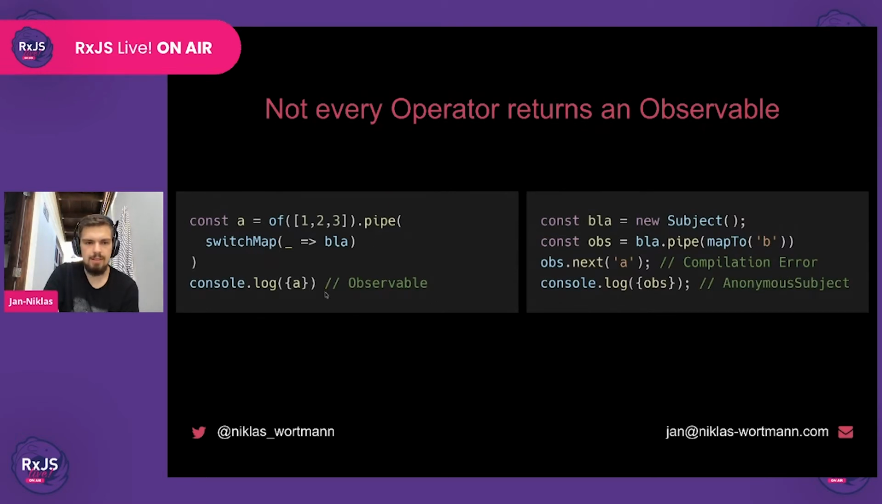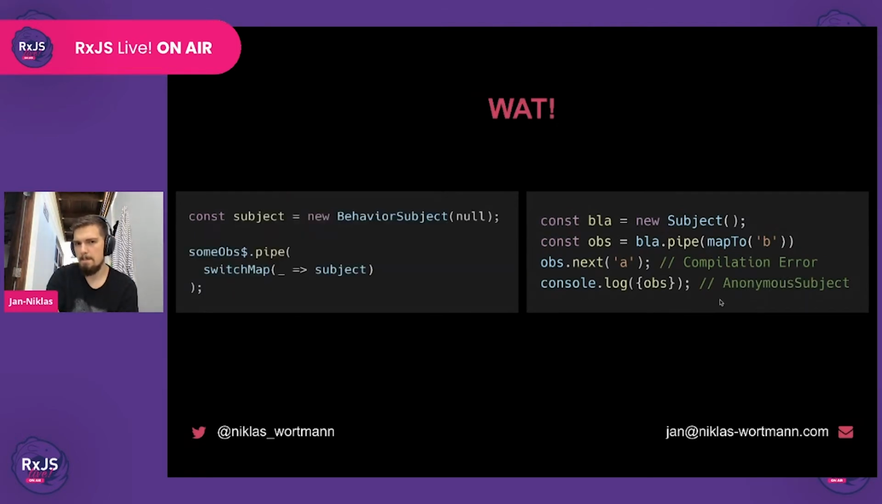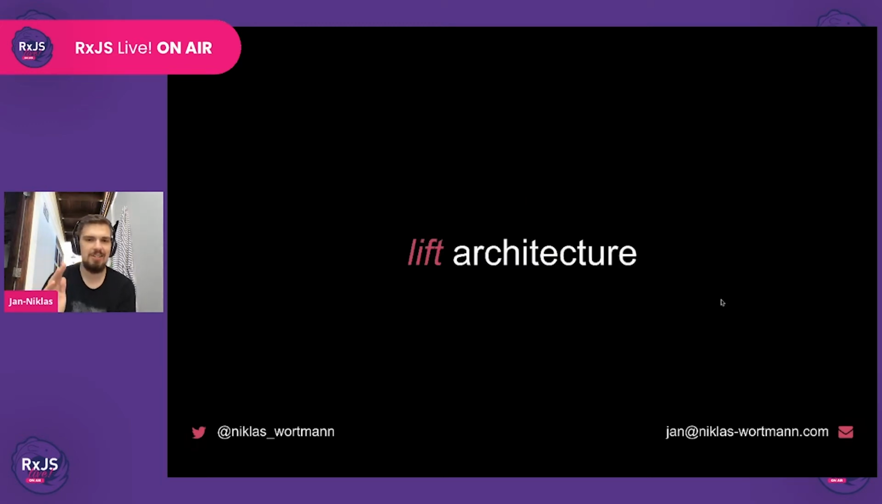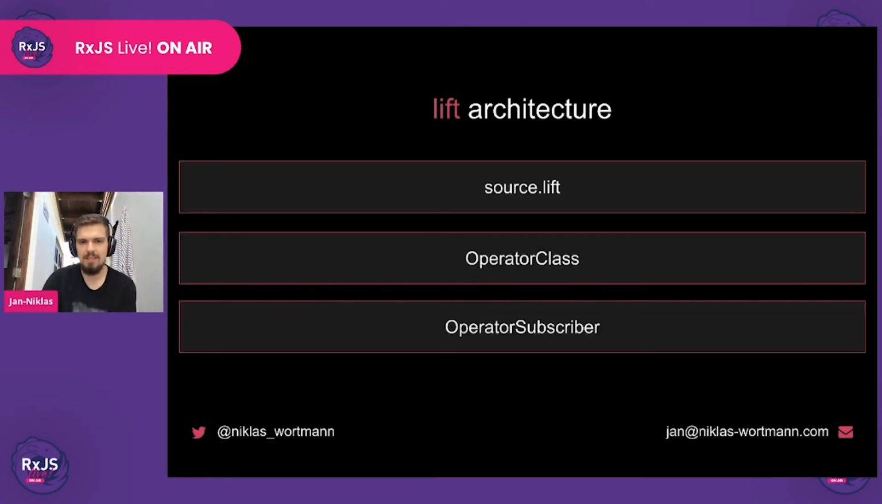So if we take a look at the left example, our constant A returns an observable instance. In our problem B, even though we are applying an operator to a subject, we end up at compile time with a compilation error and at runtime with an anonymous subject. That's kind of weird, but I'm pretty sure we will figure it out as soon as we take a look into the lift architecture.